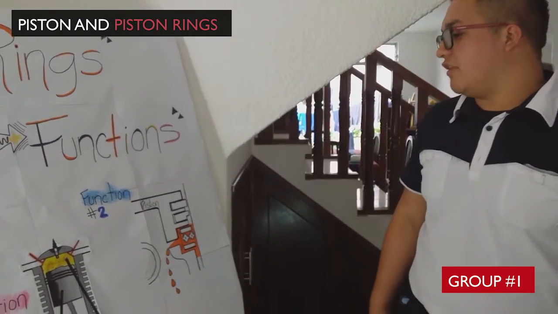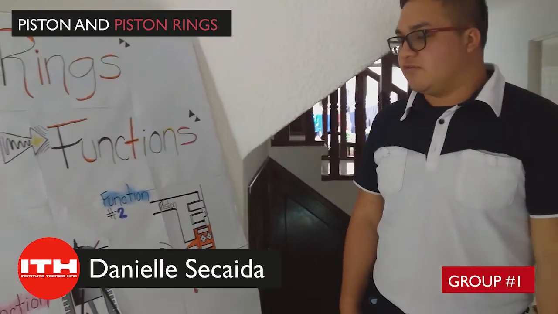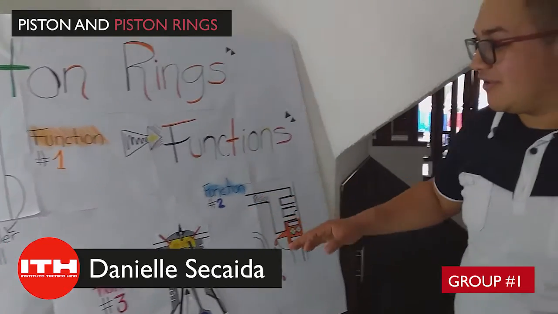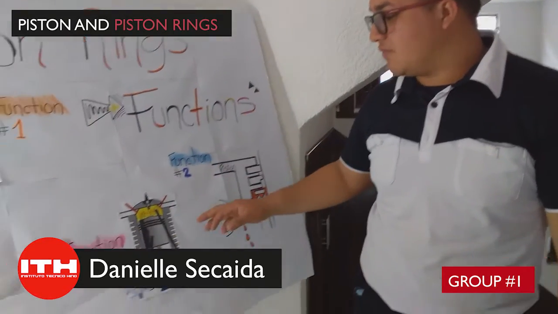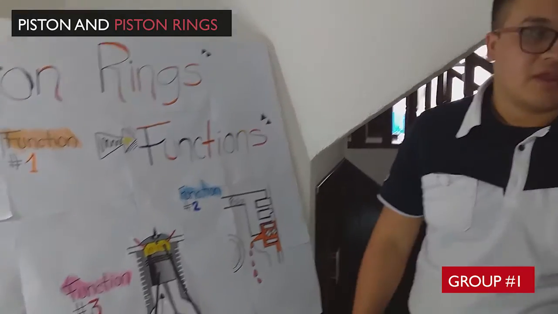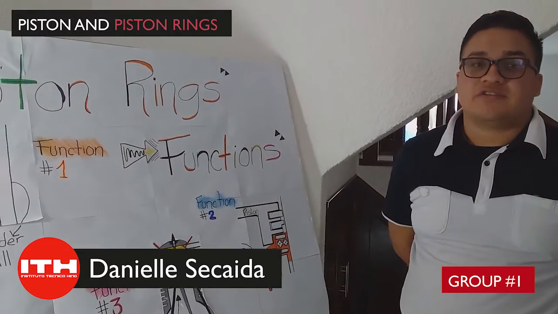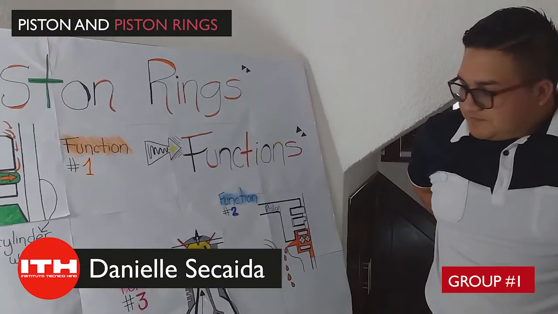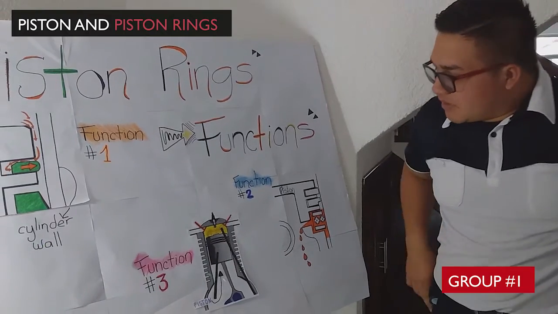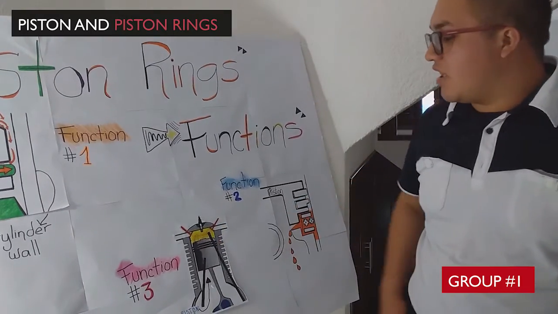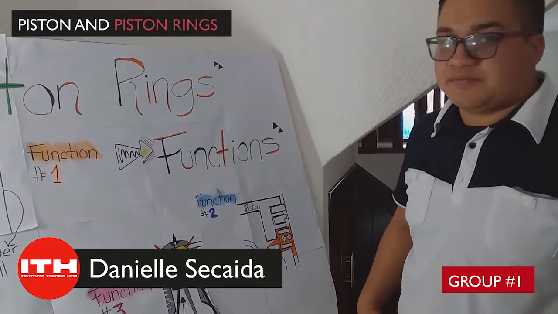Function number 3 is to seal the combustion chamber and avoid the expansion gases going to the crankshaft. The compression rings provide sealing above the piston and they prevent gas leakage from the combustion side. The compression rings are located in the first grooves of the piston. In this case, the rings seal the combustion and act normally.